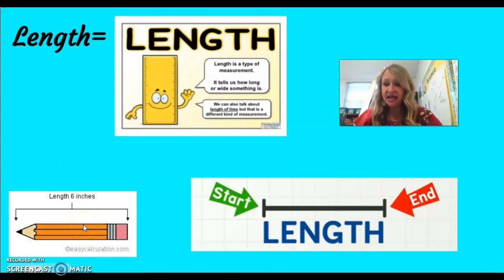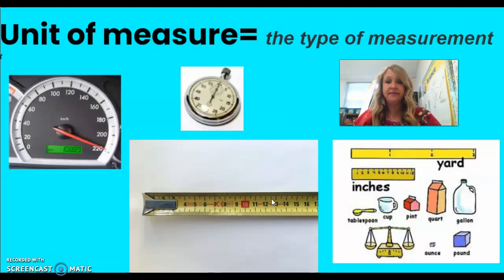Length. Say length. Length is a type of measurement. It tells us how long or how wide something is. It has a start line and an end line. Unit of measure. Say unit of measure. It's a type of measurement you're using. You can measure speed, time, length, weight.